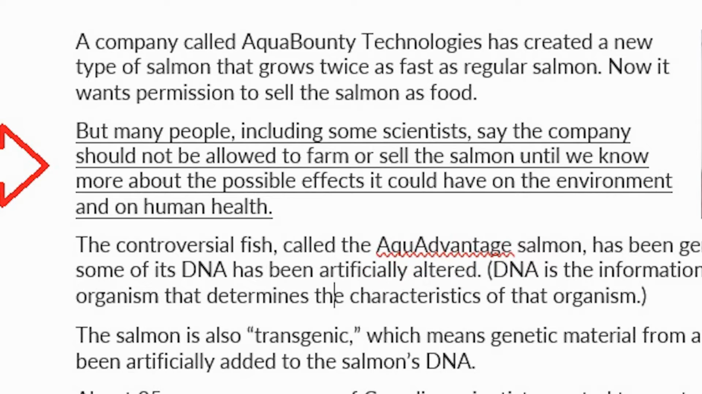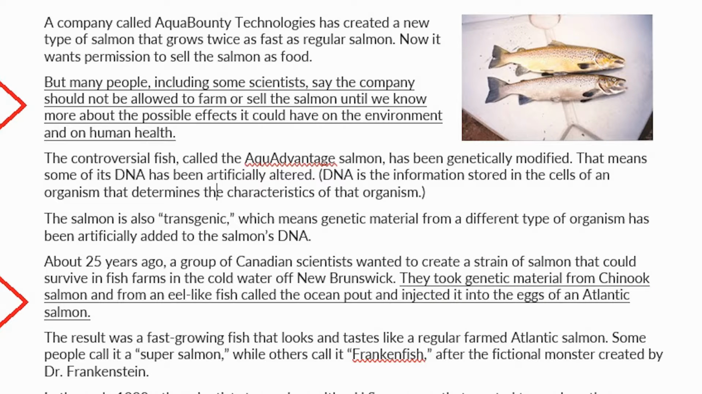Okay, we'll continue. The controversial fish called the Aqua Advantage salmon has been genetically modified. That means some of its DNA has been artificially altered. DNA is the information stored in the cells of an organism that determines the characteristics of that organism. Wow, they're changing DNA. That's interesting. Oh, who knows what this is going to be.